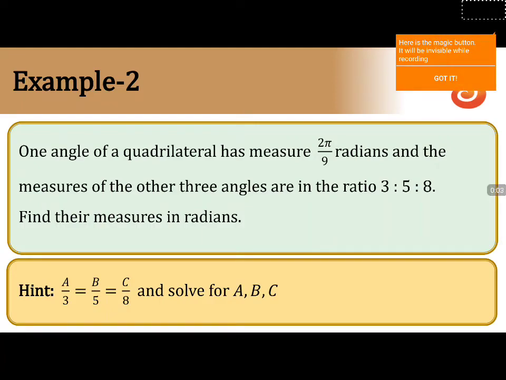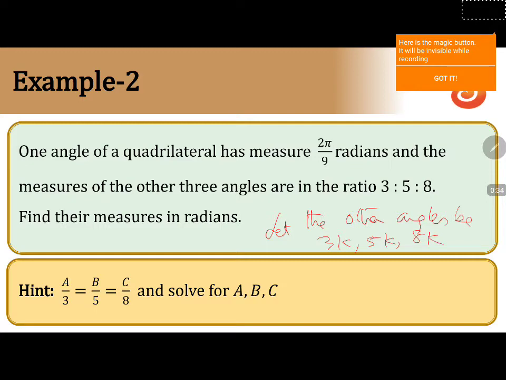One angle of a quadrilateral has measure 2 pi by 9 radians, and the measures of the other three angles are in the ratio 3 is to 5 is to 8. Let the other angles be 3k, 5k, 8k.